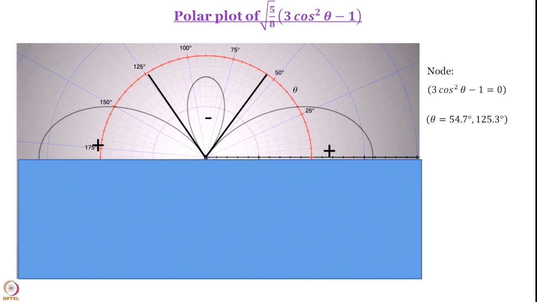So, this is the kind of picture that we generate for 3 cos square theta minus 1 when we try and draw a polar plot of it and put in the nodes as well. You can go back and see for which wave function we get 3 cos square theta minus 1, for which value of j, which value of m. And please do not forget that we are going to encounter exactly the same wave functions when we talk about a hydrogen atom shortly.